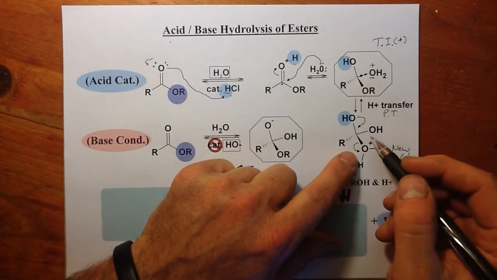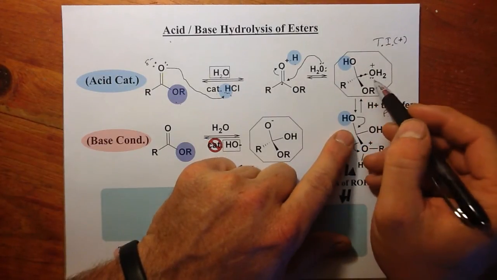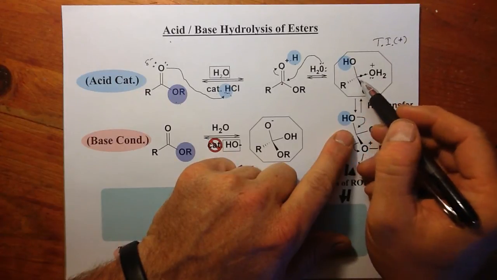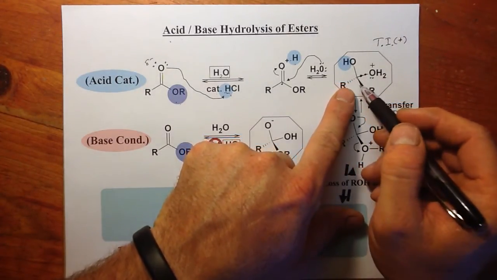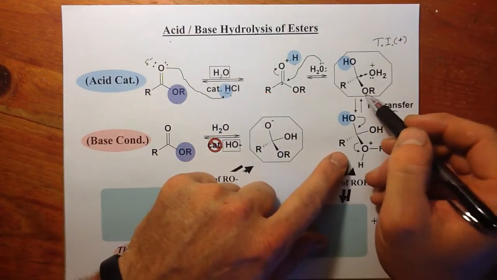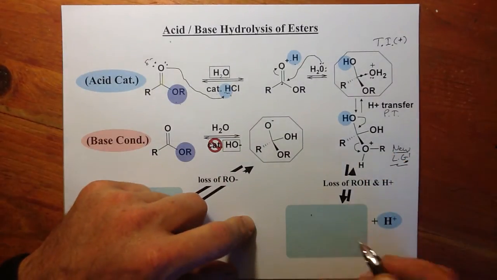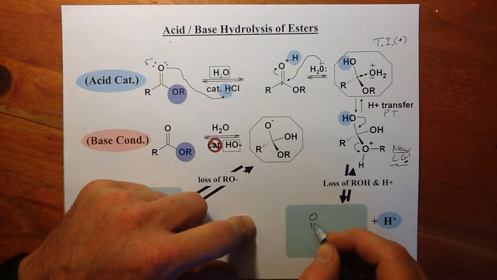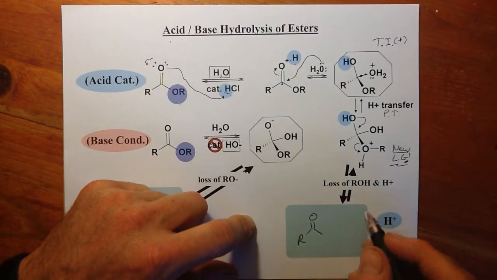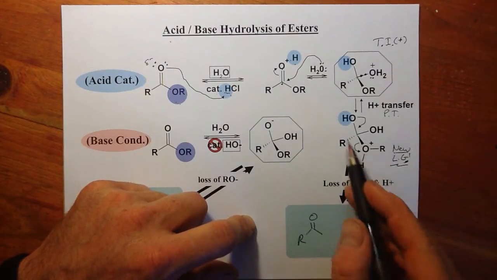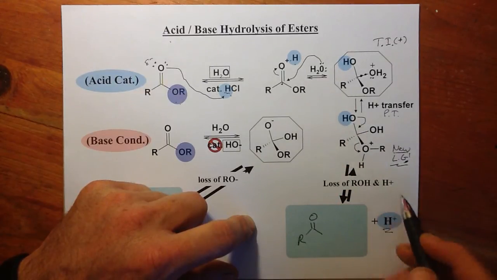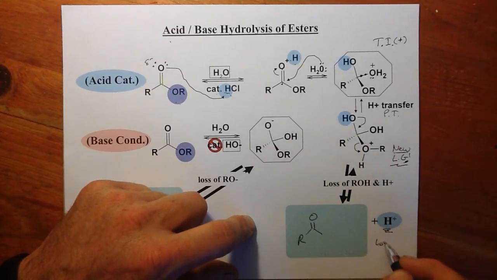We do it so that we can make something new. It would have been just as easy to kick off water and reform the double bond between this oxygen and the carbon, but we would make something old. If we transfer the proton to the OR group, we get a new leaving group, and we can make something new. So I'm just going to show the product minus that proton. We're going to take that off in a subsequent step. We would have loss of that acidic proton. This is the acidic proton regenerated.